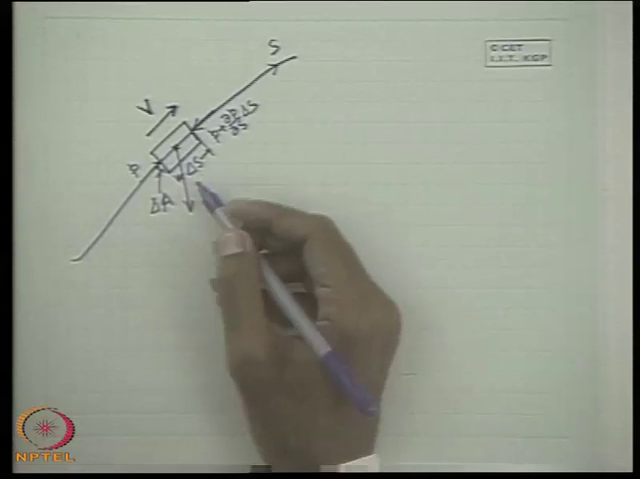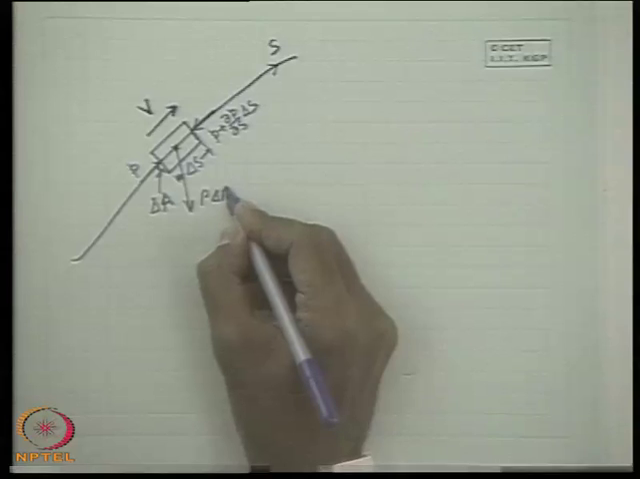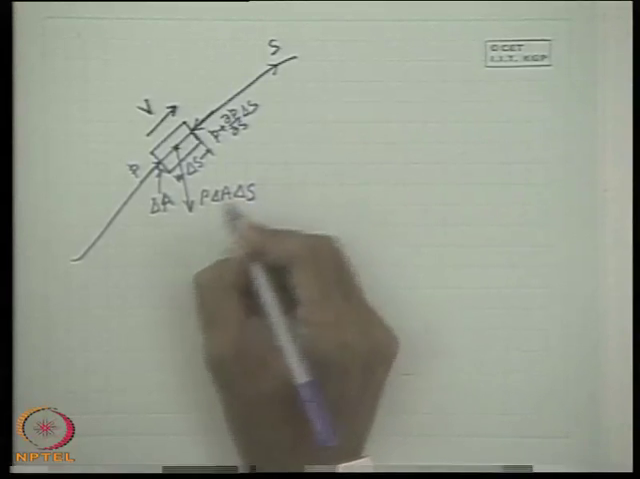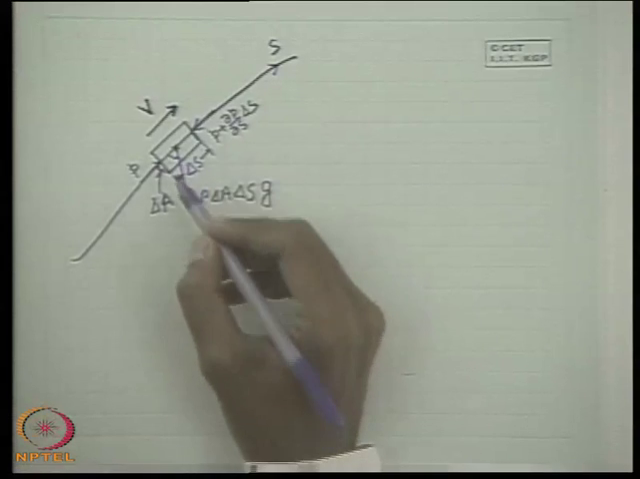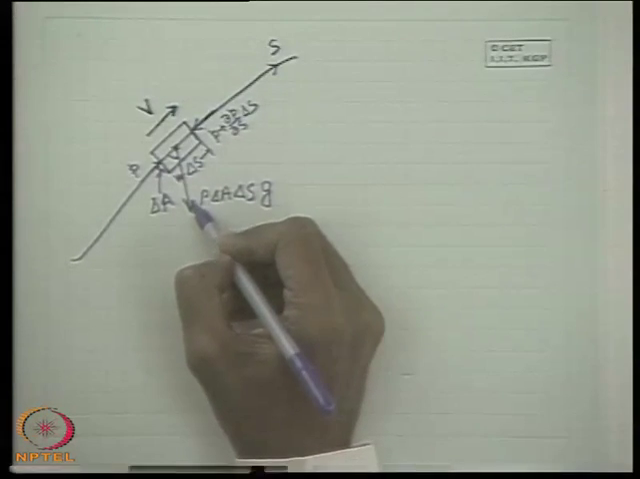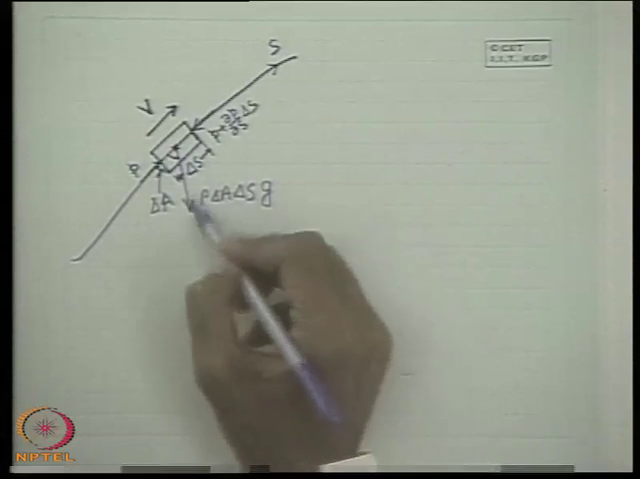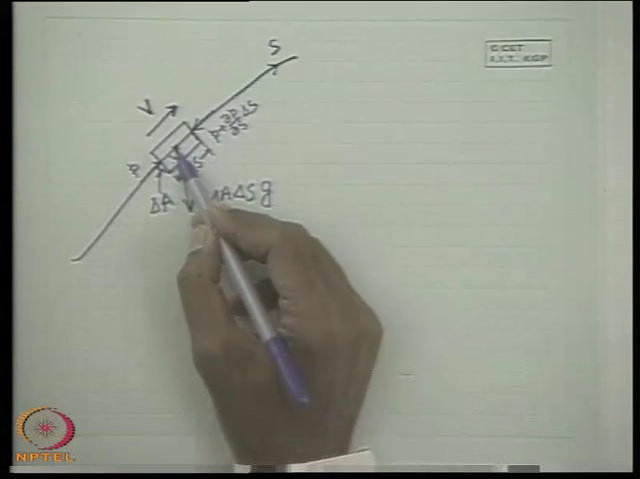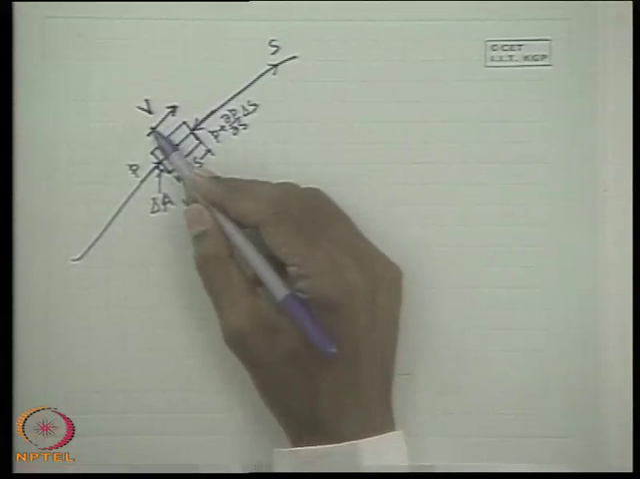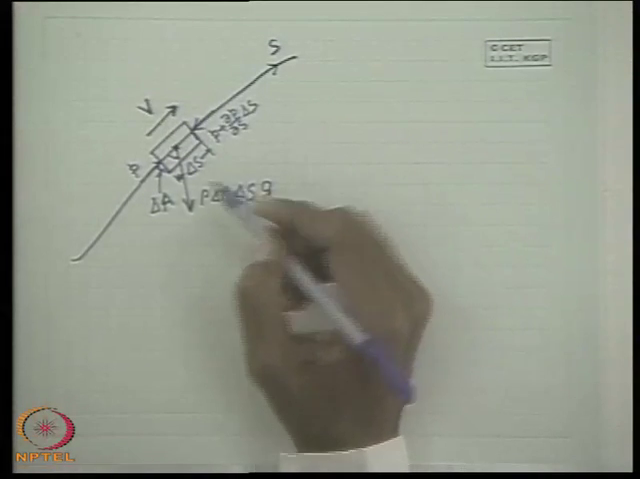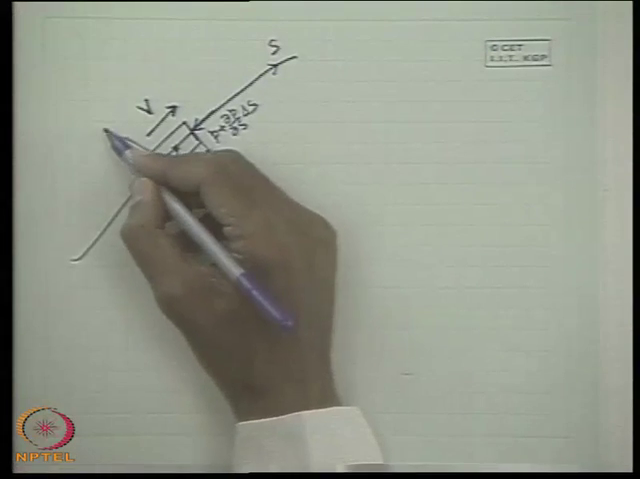That means because of the gravitational body force field, it is rho into delta A delta S, that is the volume, times g. Let us consider the angle made by the vertical line, that is the line of action of the gravitational force, with the tangent or the direction of the streamline along which the velocity exists. Let this angle be theta.